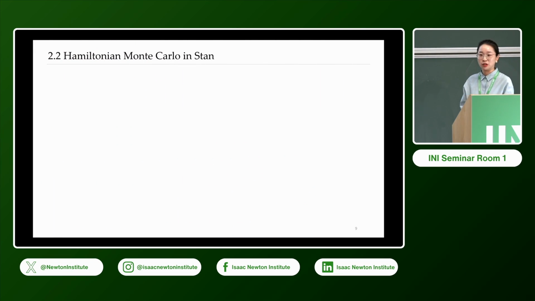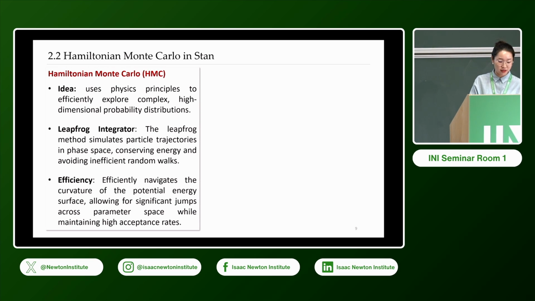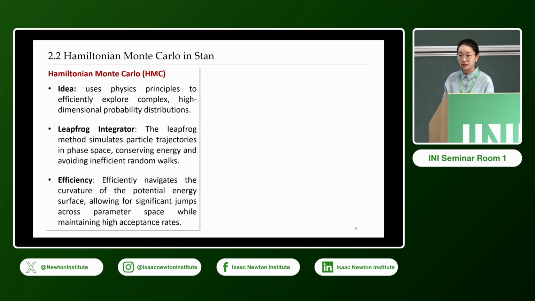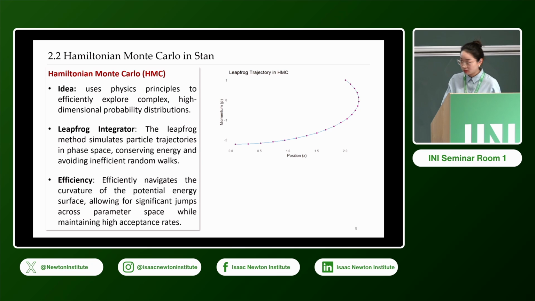So what is Hamiltonian Monte Carlo? This method stands out by using physical principles to navigate high-dimensional probability distributions effectively. It combines position and momentum, where we can see the parameter values and auxiliary variables that propel the sampling process across the probability landscape.